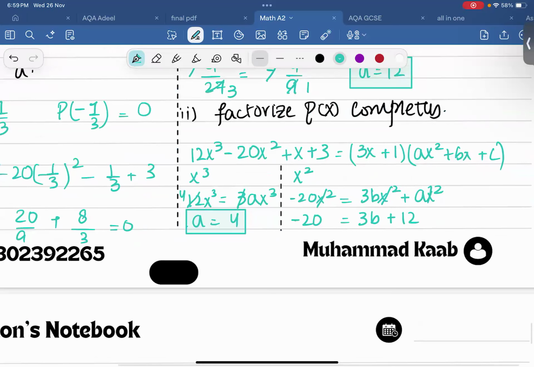Okay, so now over here, this would just be 4. When you take this 4 to the other side, that becomes negative 24, and negative 24 divided by 3 gives you 8. So b is negative 8. Is that clear? Yes, guys. Yes, sir.